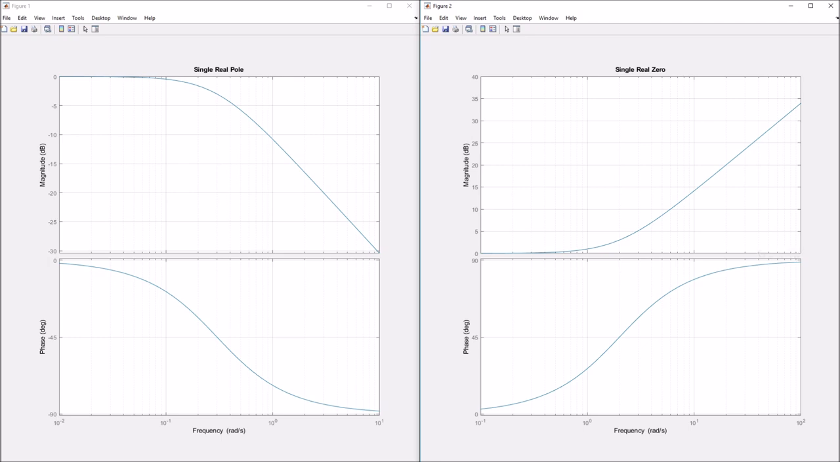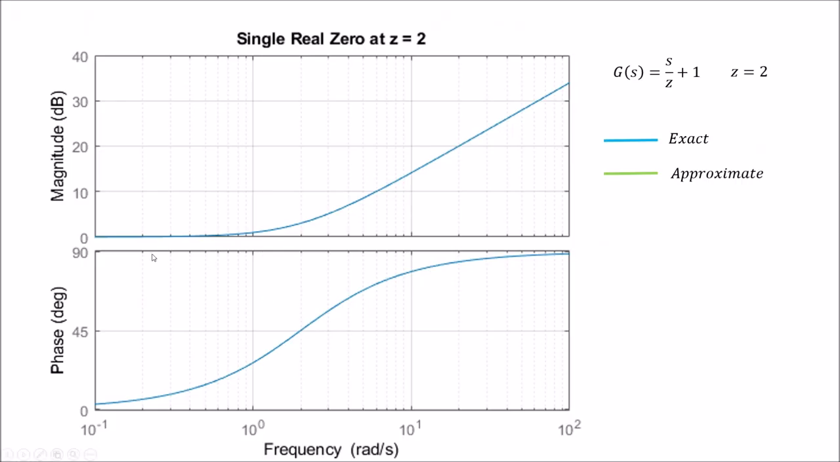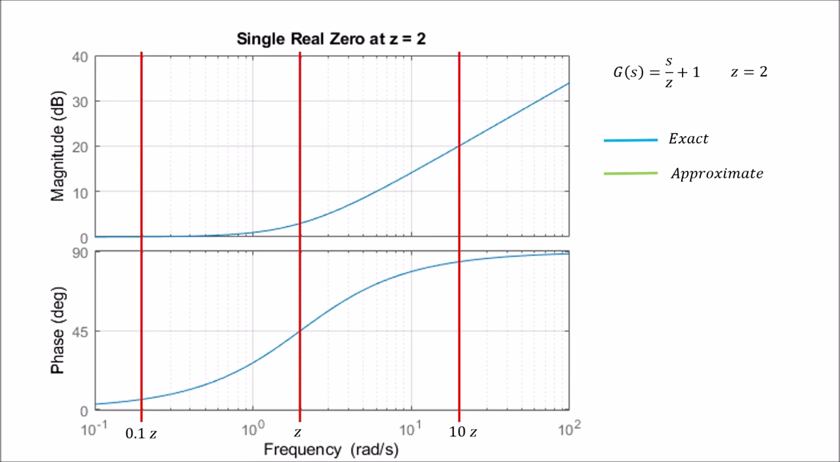So again, just to help illustrate this and overlay our approximations, I moved that plot over to PowerPoint. So here's that same plot here showing the exact in blue. And again, the way that we would draw an approximation of a single real zero is first go ahead and identify where the break frequency is, and also identify one decade before and one decade after. And then all the magnitude plot does in decibels is it stays at zero until you reach the break frequency, and then it breaks up at a slope of positive 20 decibels per decade. The phase stays at 0 degrees until you hit one decade before the break frequency, and then increases to positive 90 degrees one decade after, whereas after that, it stays at positive 90 degrees.